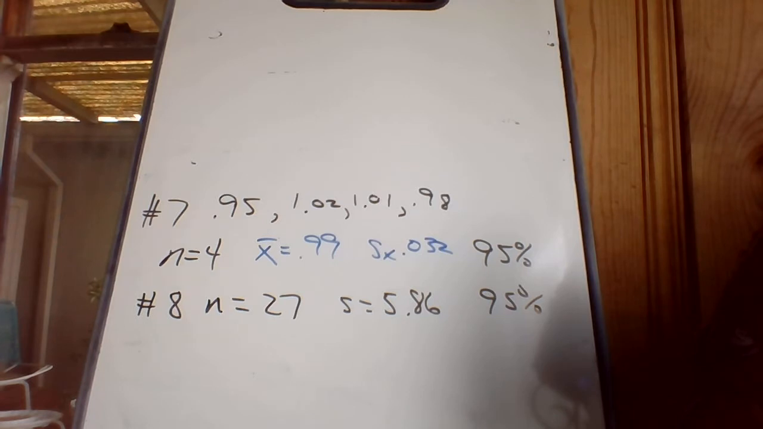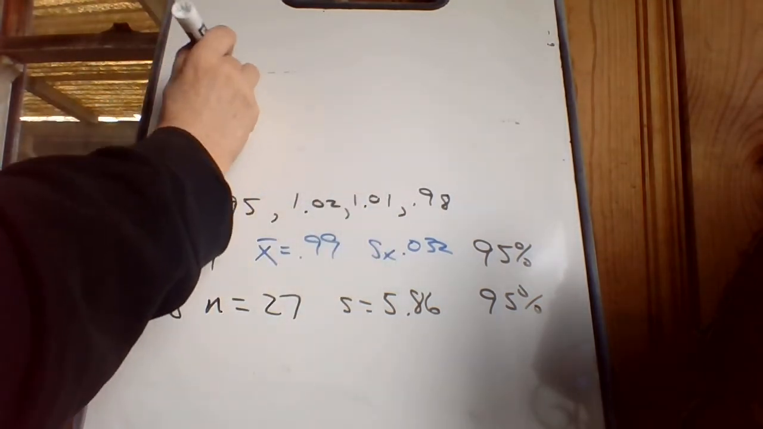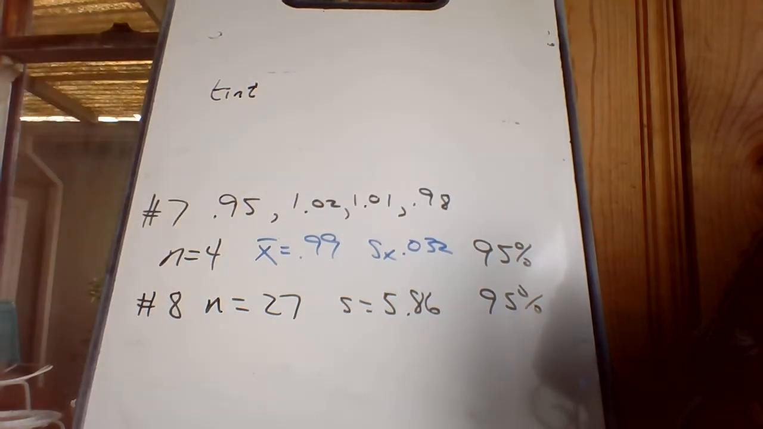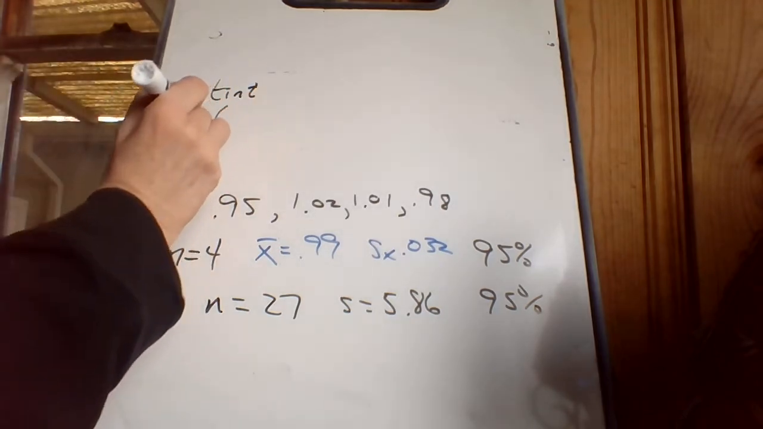All right. So there's only 4, n equals 4. I know it's not a prop. It has a standard deviation. So I'm going to go with T interval on this. Stat, tests, T interval, X bar is 0.99. Sx is 0.032. And N is 4. And C level is 0.95 and calculate.